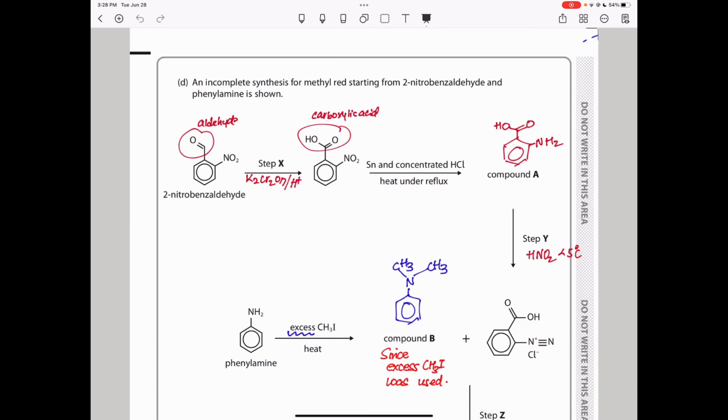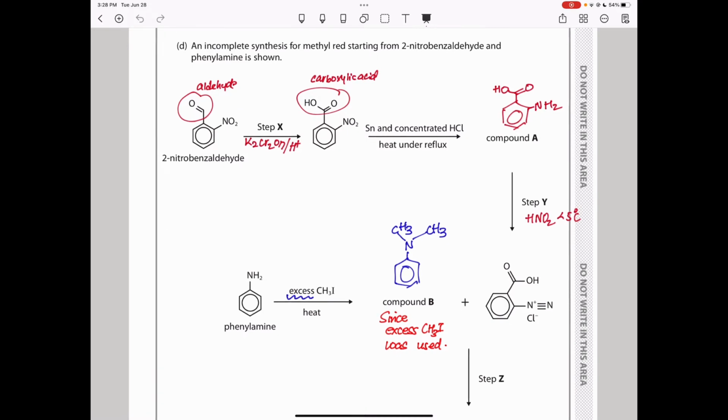Part D: an incomplete synthesis for methyl red starting from 2-nitrobenzaldehyde and phenylamine is shown. So here we can see this is an aldehyde group because they say this is 2-nitrobenzaldehyde. Usually I like to break it down before I look at the question. To convert an aldehyde group to a carboxylic acid group, we have to oxidize, so here we will use acidified potassium dichromate. And when we use tin with concentrated HCl, it means we are trying to reduce the nitro to an amino, so that's why we can see that here.